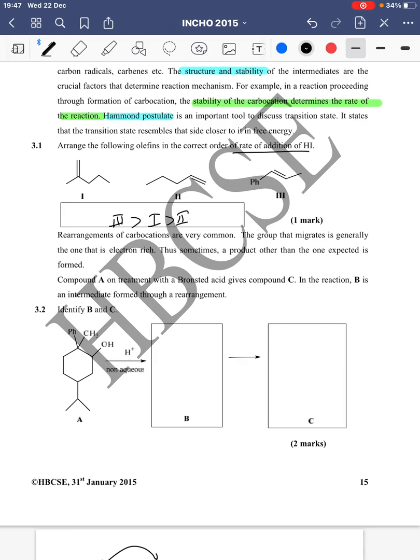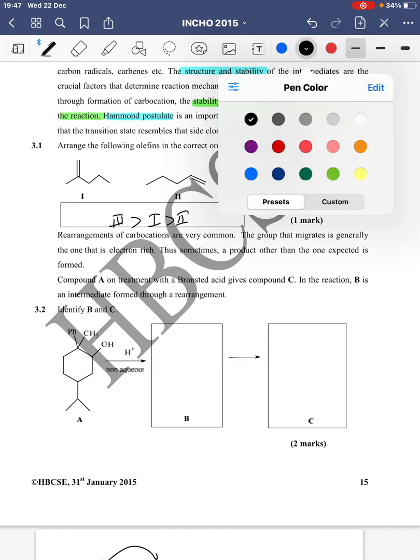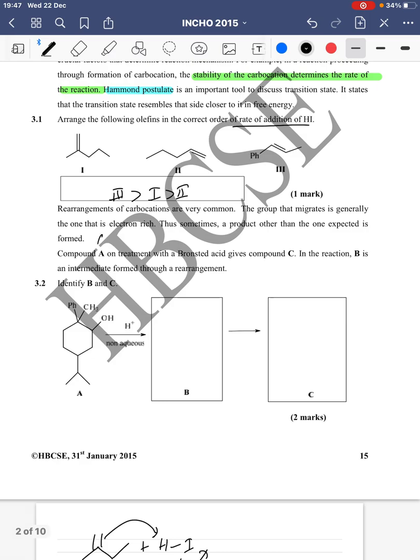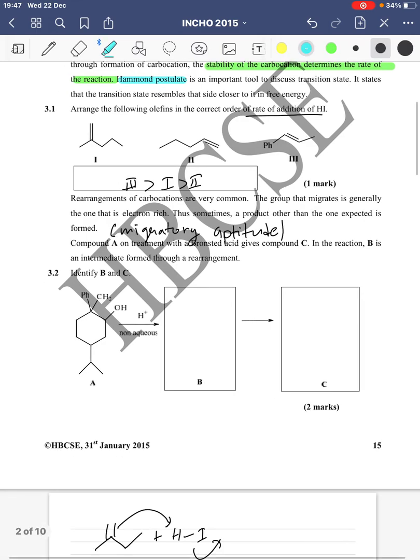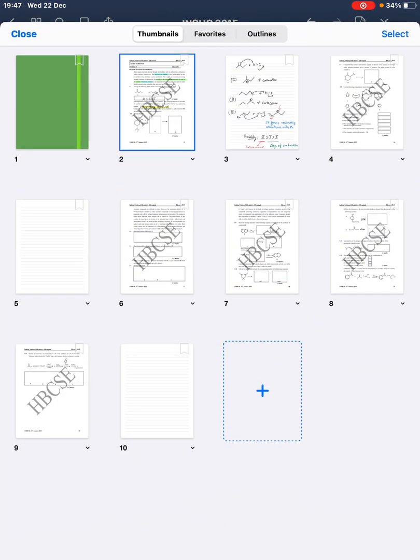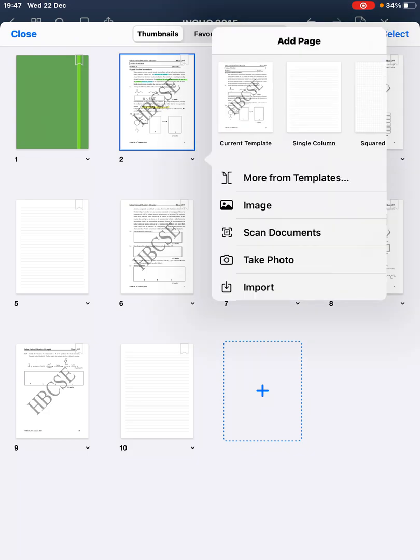And now we go to the next problem, that is, the rearrangements of carbocations are very common. Yeah, that's actually true, because if a carbocation forms at, suppose, 3-degree or suppose 2-degree, then it will prefer to go to a 3-degree carbocation to get more stability. The group that migrates is basically based upon migratory aptitude. We need to check which group will migrate and which group will stay in its position. Let's just highlight this and let me add a page.